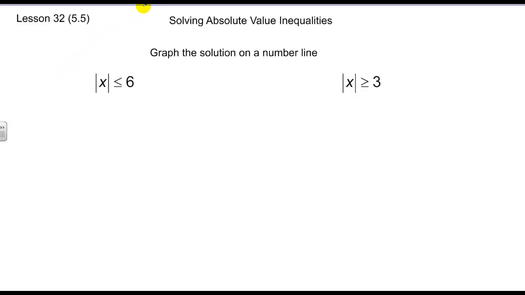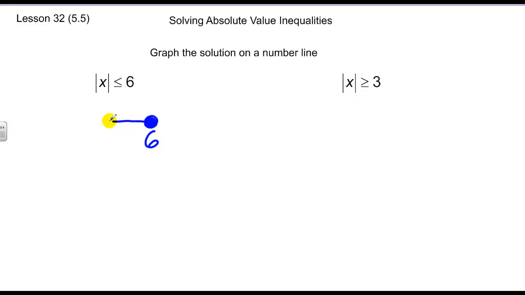And the first one asks us to graph the solution to this inequality on a number line. So let's go ahead and do that. I want to find out where the absolute value of the set of numbers is less than 6. So normally what I do is I put my 6 down here and say, okay, well, that means I have a filled in circle because it's less than or equal to. And I keep moving on down.